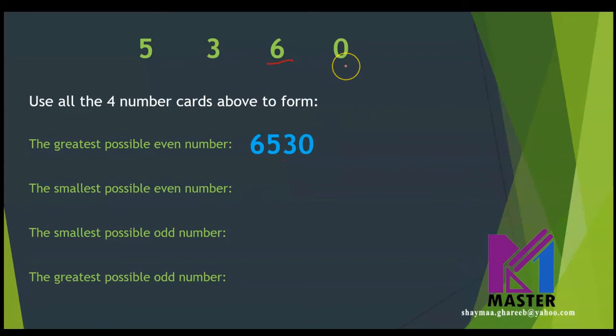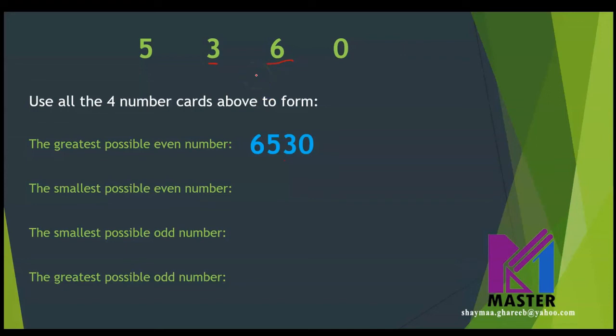In order to form the smallest possible even number, I will start with the smallest digit. Can I start with the 0? Of course not. There is no number that starts with 0. So I will start with the 3 in the thousands place, then the 0 to make the number the smallest.